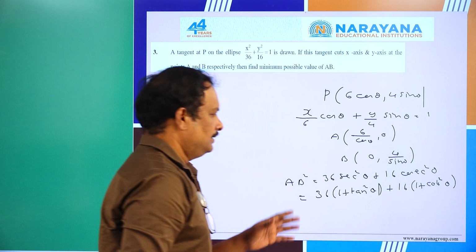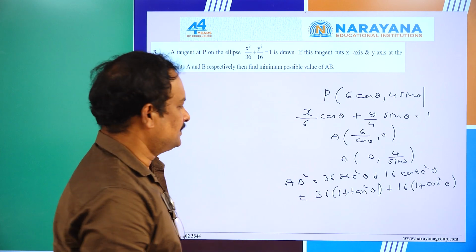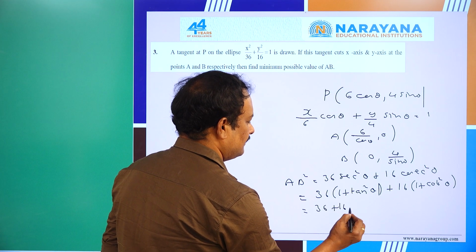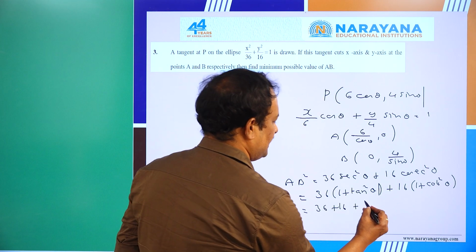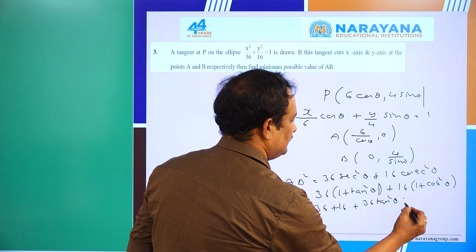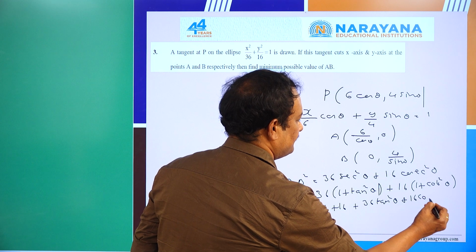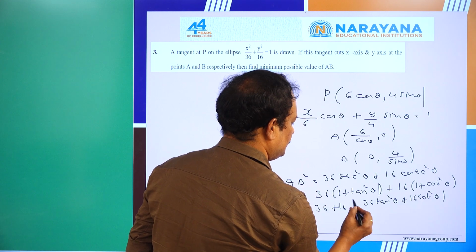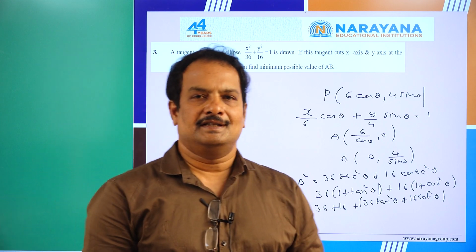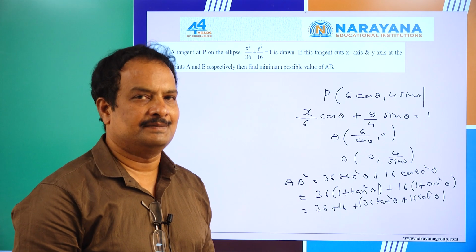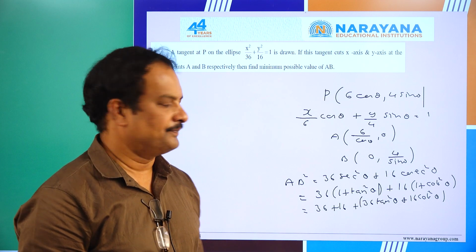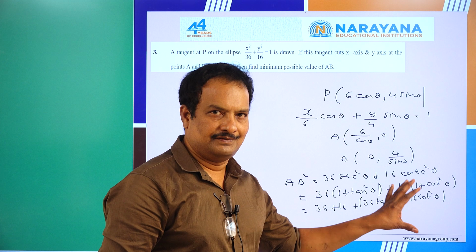Okay. So after that, the constant term can be separated, which is 36 plus 16. Of course, the next terms: we have 36 tan square theta plus 16 cot square theta. Only this part we are now going to take, 36 tan square theta plus 16 cot square theta. And in this case, instead of the calculus method, we are just going to use the simple concept AM greater than or equal to GM, so that we can find the least value of this expression.